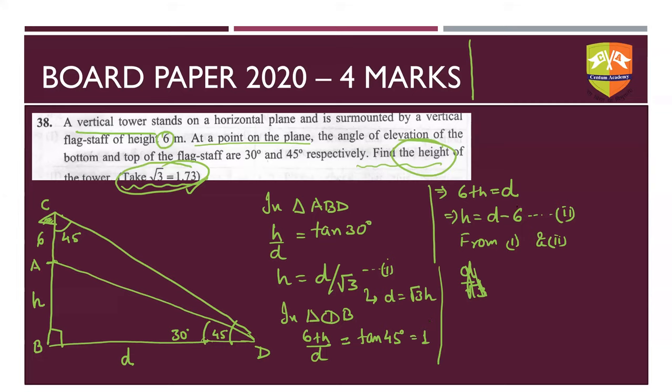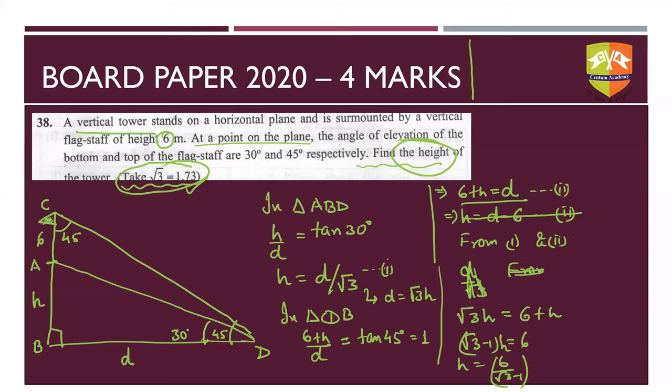Okay, now here, D is anyways 6 plus H. So you don't need this step. Write this as 2 only. So from 1 and 2, root 3h is d and 6 plus h is also d. So root 3 minus 1 times h is equal to 6. And hence h is 6 by root 3 minus 1.